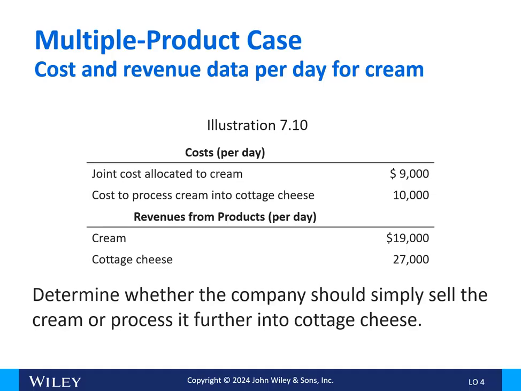So cream, joint cost allocated to cream, $9,000. Again, that's not relevant because it's a sunk cost. We've got the cream already, so the cost of that isn't really relevant. We have cost to process the cream into cottage cheese of $10,000. If we sell the cream, we get $19,000. If we sell the cottage cheese, it's $27,000. Determine whether the company should simply sell the cream or process it further into cottage cheese.